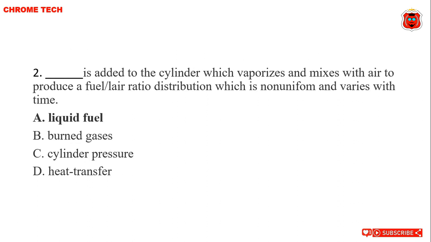Second question. Dash is added to the cylinder, which vaporizes and mixes with the air to produce a fuel-air ratio distribution which is non-uniform and varies with time. Option A. Liquid fuel is the correct answer. Option A is the correct answer.